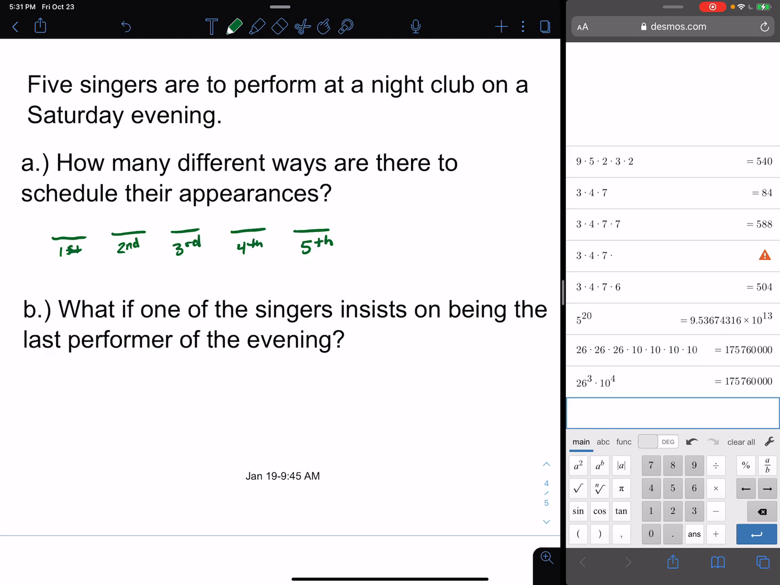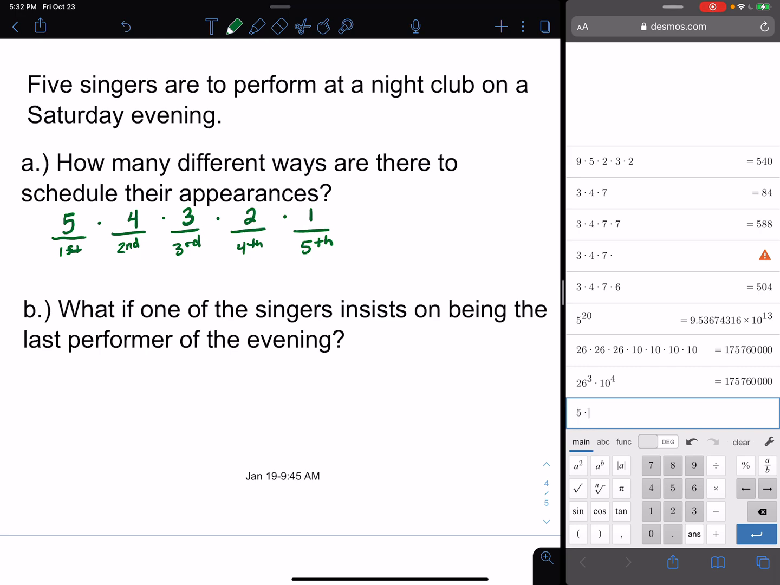So if we think about this, if I'm just drawing their names out of a hat, there's 5 possible people that could sing first. And then I'm not going to have the same singer sing twice. So there's only 4 possible options left for who's going to go second. There's only 3 possible options left for who's going to go third. 2 possible options for who's going to go fourth. And then 1 option for who's going to go fifth.